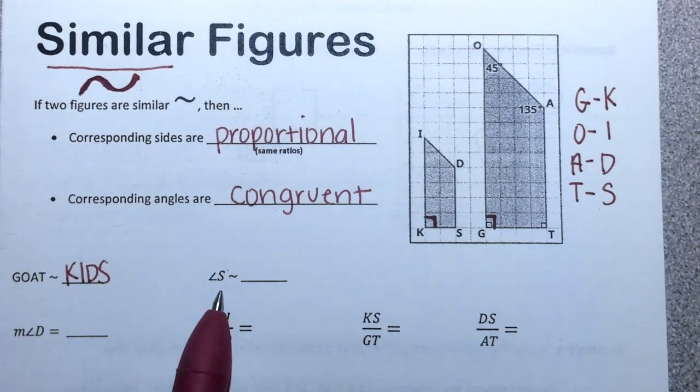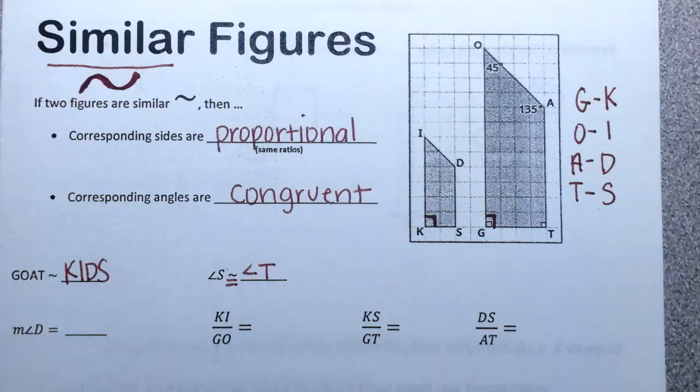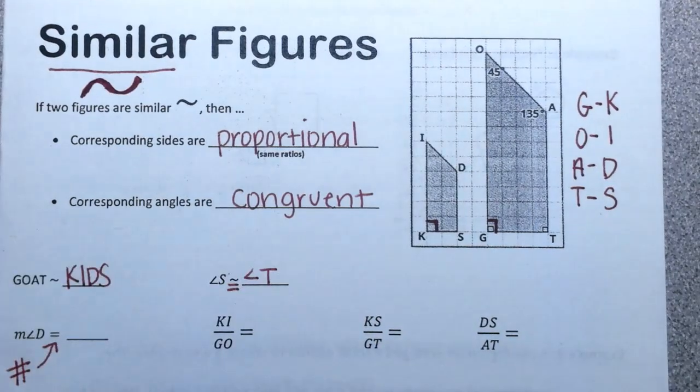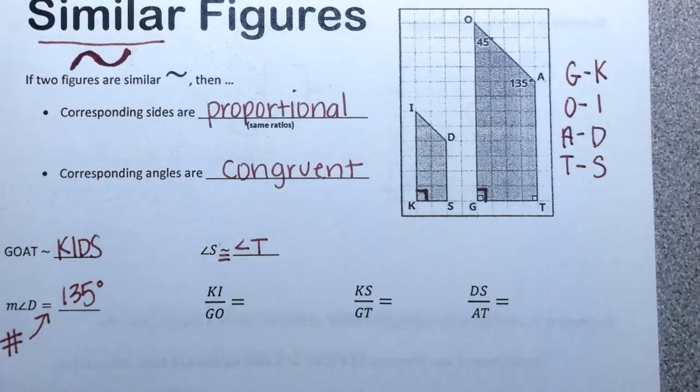Angle S is similar to what? Angle T. Really, they're congruent. Can y'all put the equal sign underneath them? Angles are congruent. But what is the measure of angle D? How come y'all didn't tell me it's A? And whenever we have the equal sign, what do we know? It's a number. I want a number. So y'all are right. Angle D goes with A, and A is 135 degrees.